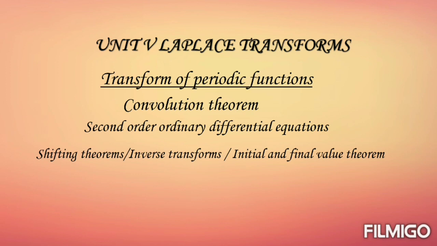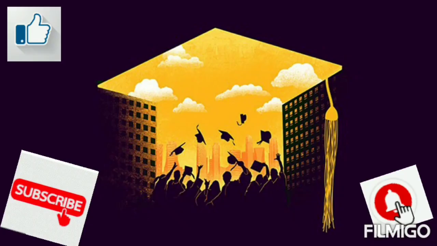In Unit 5, periodic function as well as convolution theorem, we have just 3 methods. If you learn those 3 methods, for sure you can score 8 marks. If you are thorough with the first 3 topics, you can score 16 marks.